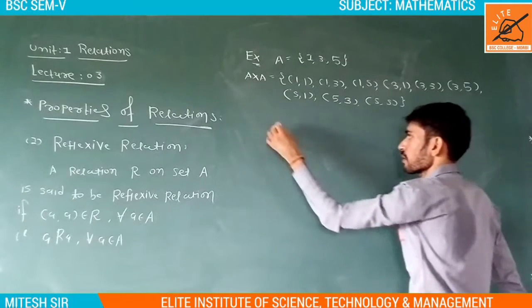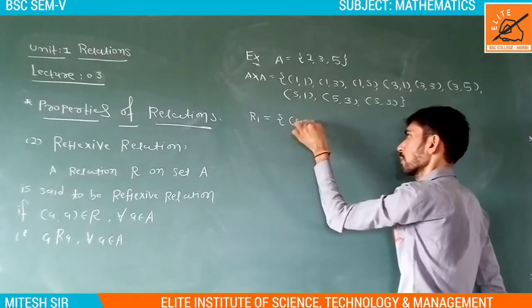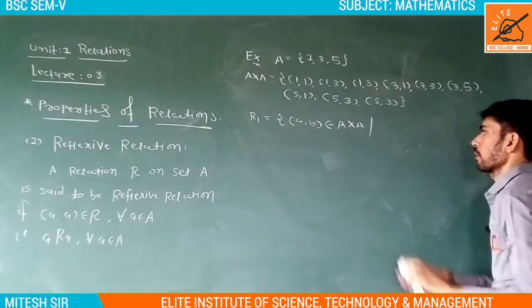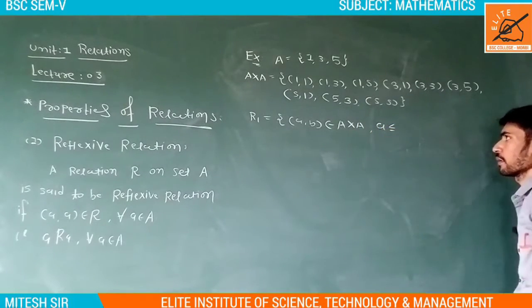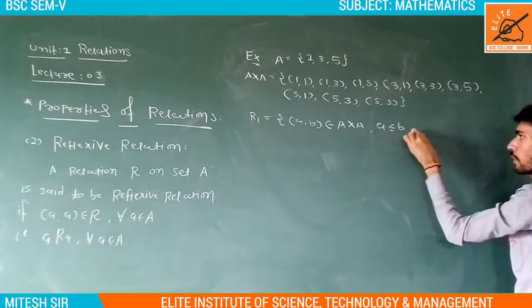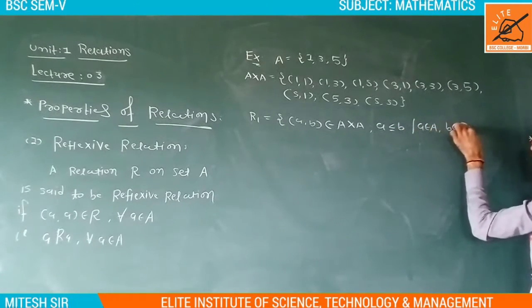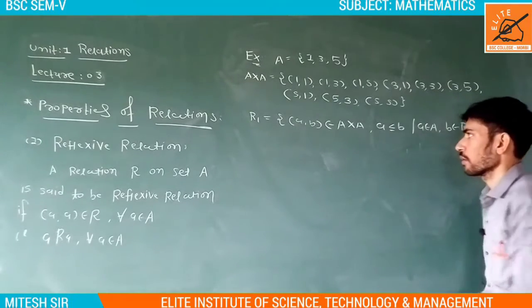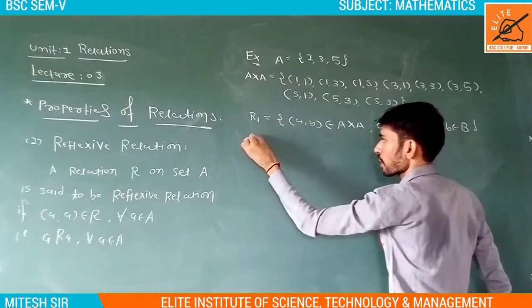Now we define one relation R1. Pair (a, b) belongs to Cartesian product A cross A with the condition a less than or equal to b, where a belongs to set A and b belongs to set A. So this is the reflexive relation. So first of all here we write which pair belongs in relation R1 from A cross A.